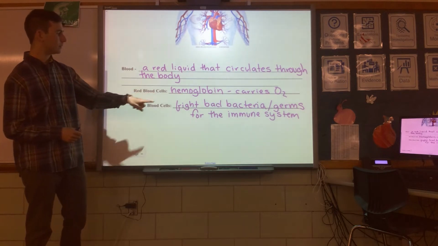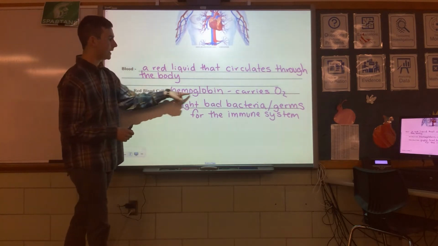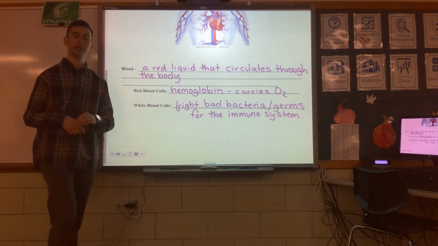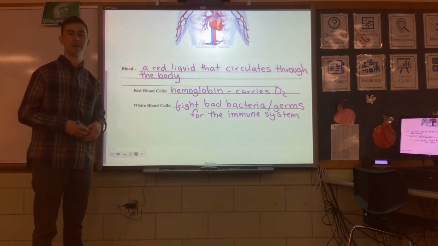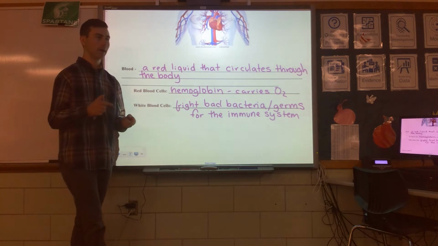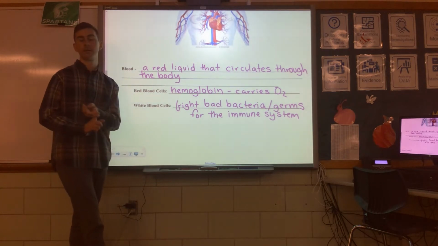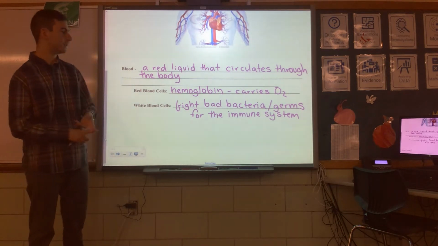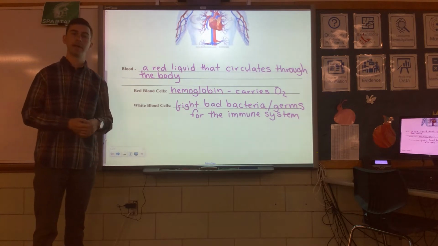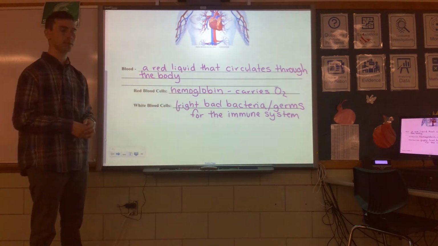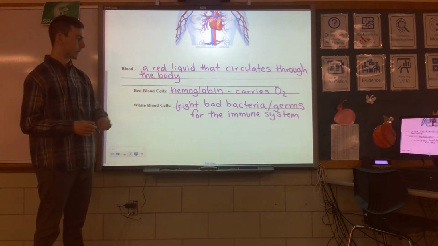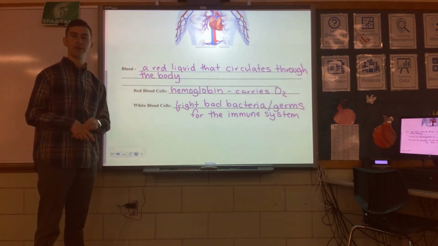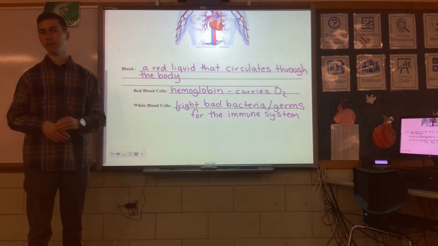Red blood cells, and we need to know this term, have hemoglobin, which is going to be the part of the cell that carries the oxygen throughout our body. Remember that oxygen is used for cell respiration in order for our cells to create energy to do daily functions. So it's super important that we have that hemoglobin attached to our red blood cells in order to carry that oxygen. We also have white blood cells, which we've already talked about, which are going to fight the bad bacteria and germs for the immune system in our body.